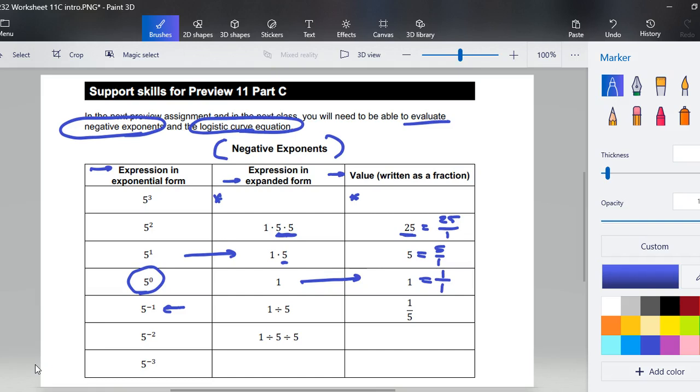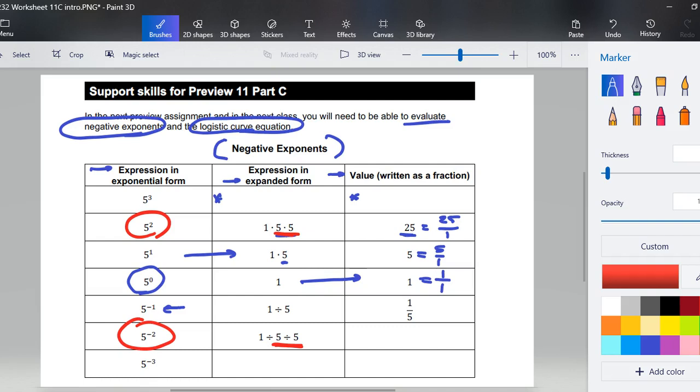Question number 1 says, describe a similarity between the process to calculate 5 squared and 5 to the -2. So something that is similar is they both have 5 times 5. They both have, well, they both have 2 5s. We'll leave it there, that they both have 5 times 5. That's something they have in common.